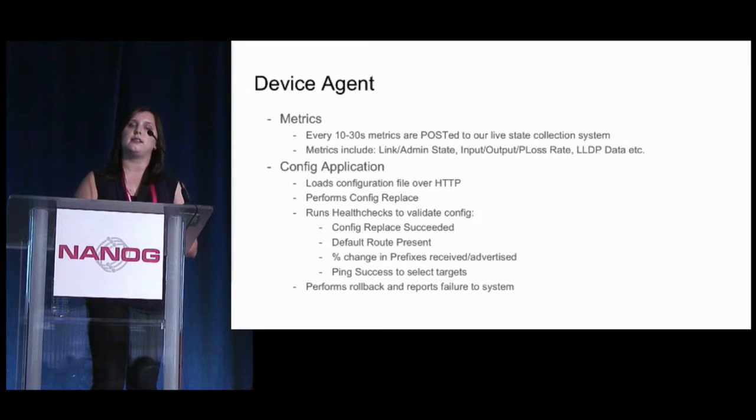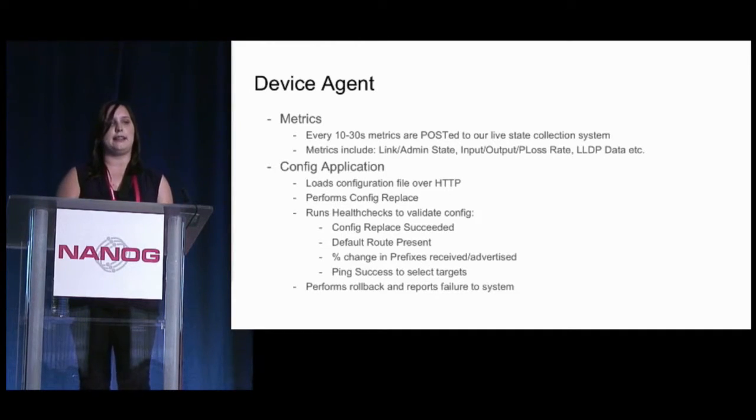When our system has released a config to be loaded up, the switch can reach out to a location and load that configuration file over HTTP. The agent then performs the config replace and runs health checks to validate that the config was applied as expected. Those health checks include the actual success of the config replace, that it didn't throw any errors when trying to apply the config, validating that we have our default route and that we haven't seen too drastic a change in prefixes received and advertised, as well as some ping checks. There are additional health checks too, this is just a sampling.